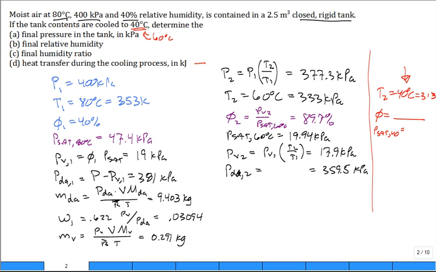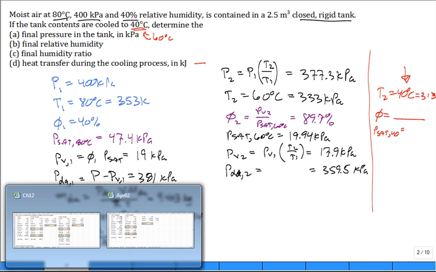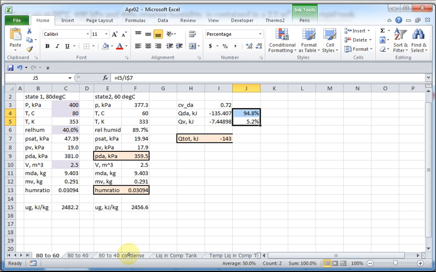So let me jump to the Excel file. Maybe the Excel file will make it a little easier to see. So here are kind of the givens, laid out as I read it to you, for state 1, 80 degrees C. If you go to 60 degrees C, you end up calculating the relative humidity is about 90%. The partial pressure of the dry air is here. The humidity ratio is the same. It doesn't change. The amount of vapor to dry air doesn't change going from 80 to 60 degrees C.